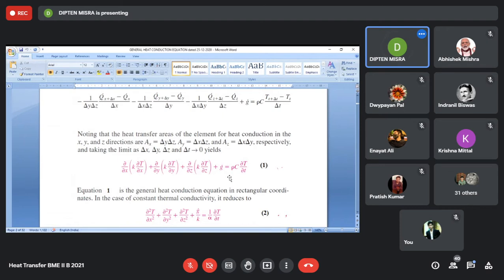But that may not be the case in each and every problem. In many problems, we may have to deal with a temperature range that is quite narrow. The minimum and the maximum temperatures may not vary over a large range of values. Maybe the minimum temperature may be 50 and the maximum may be 80, 100, something like that.